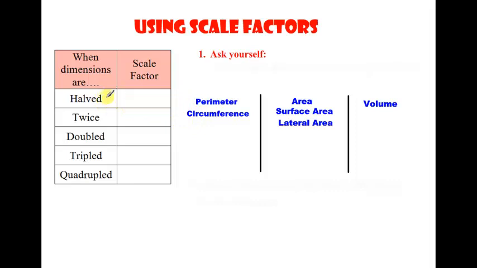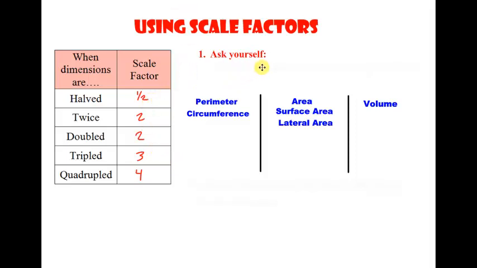One thing you need to know is some vocabulary. When they say words like dimensions or halved, doubled, or tripled, you need to know that that translates into a scale factor. Halved, of course, would be 1/2 for a scale factor. Twice or doubling the dimensions would be a scale factor of 2. Tripling is 3, quadrupling is 4, and there's more than this, but just get familiar with the flavor of those words.